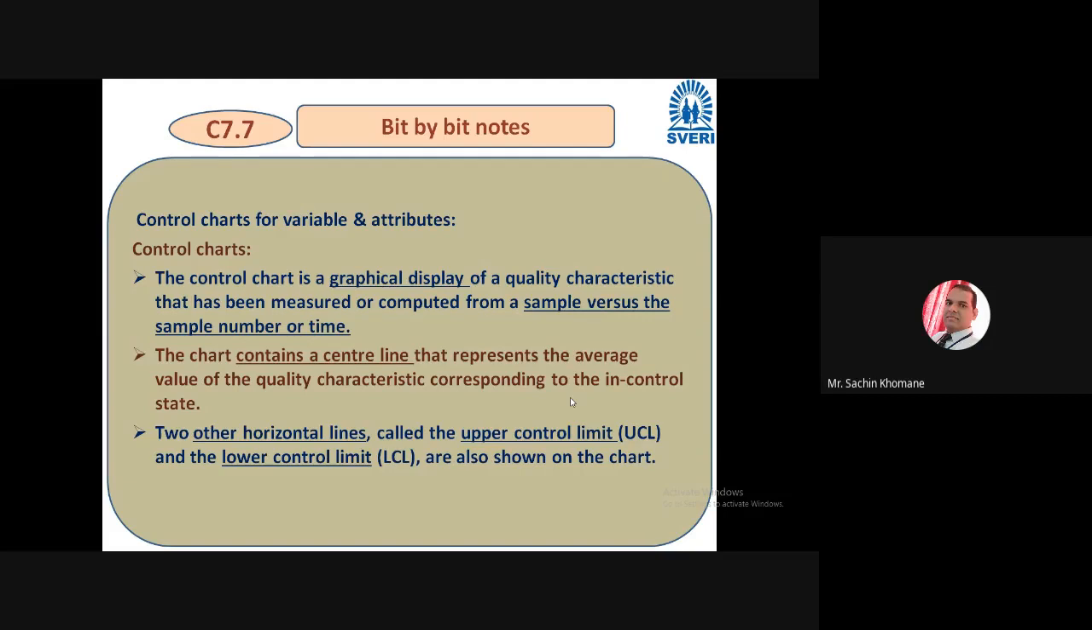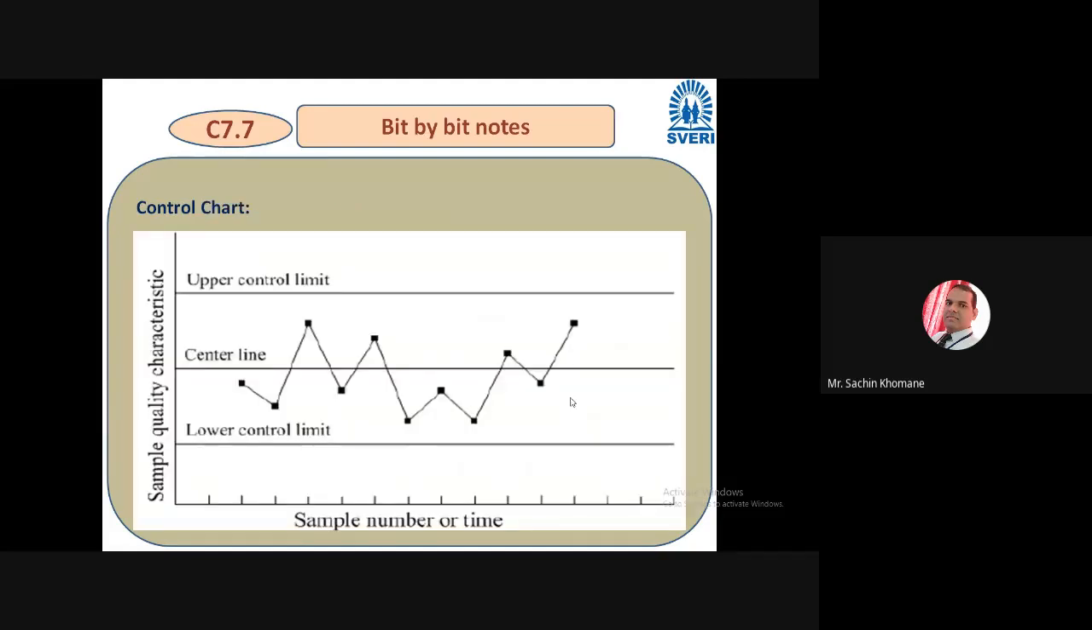So this control chart also has two other horizontal lines. Those two horizontal lines are called the upper control limit and the lower control limit. The upper control limit is also called UCL, and the lower control limit is also called LCL. With the help of this diagram you can get a clear idea one more time.